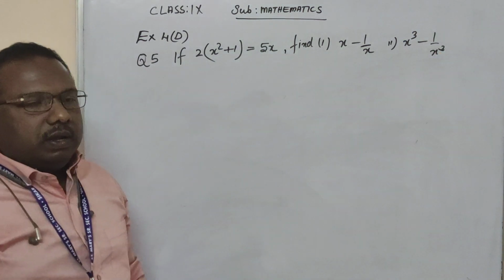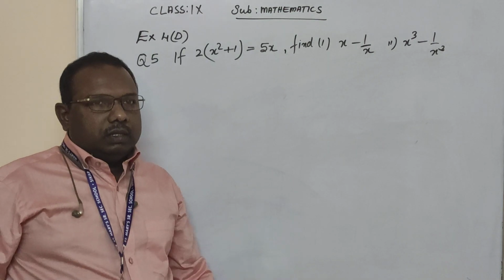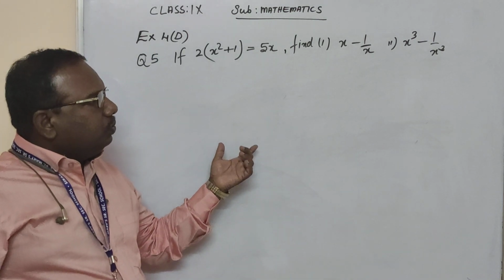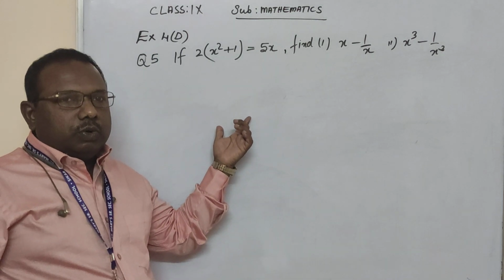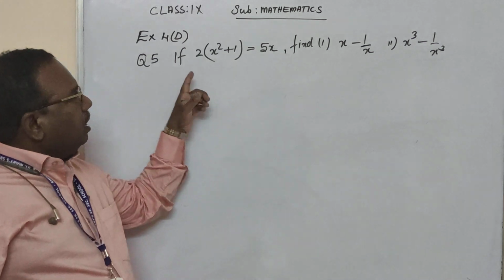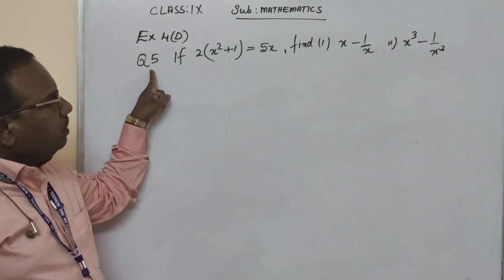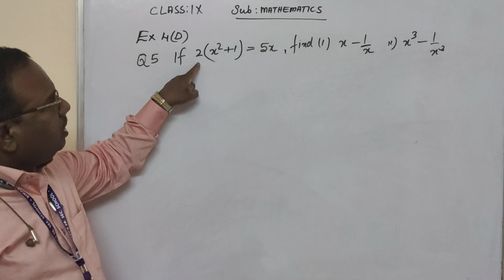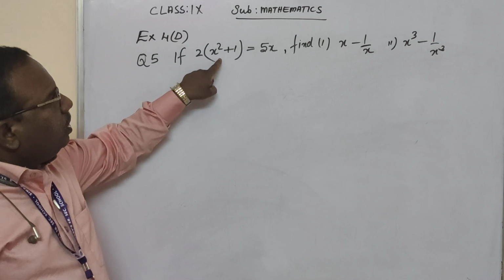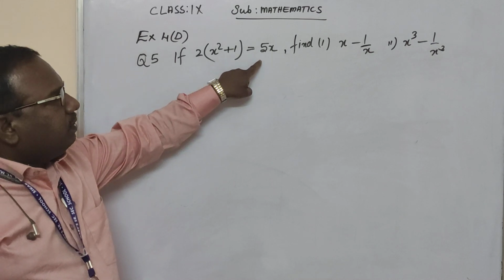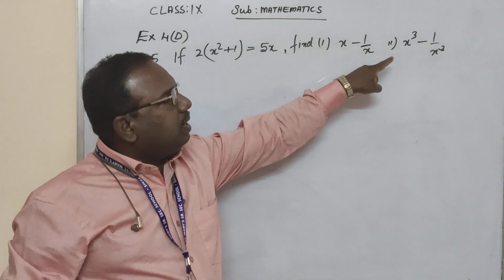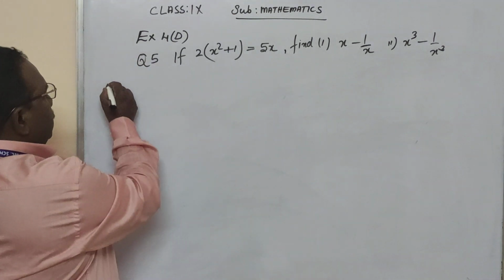Question number 4 we did not solve now. That is given to you to practice at your home. Let's do question number 5 now. Question number 5, read the question. If 2 into x square plus 1 is equal to 5x, then find out this and the second one. So, solution.